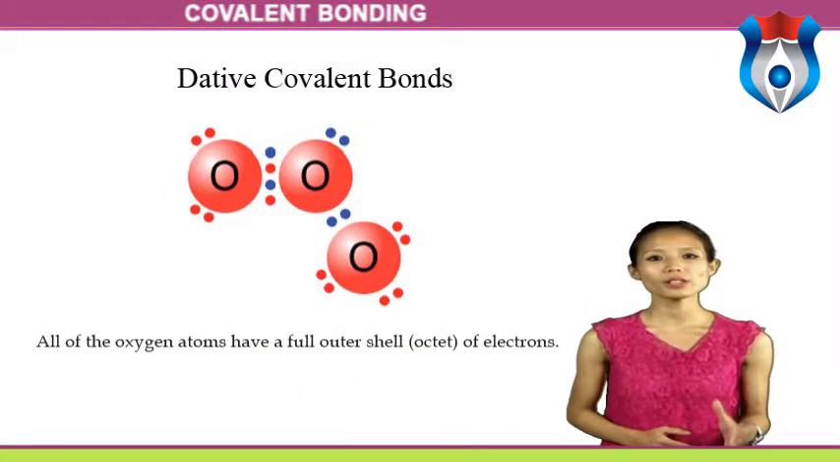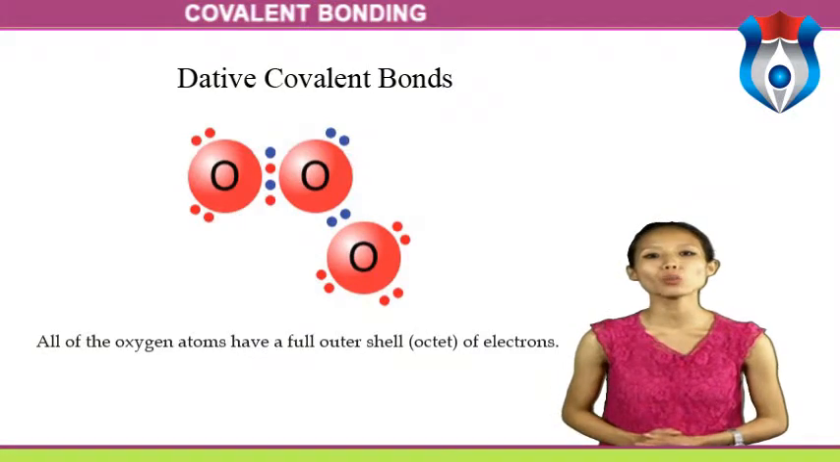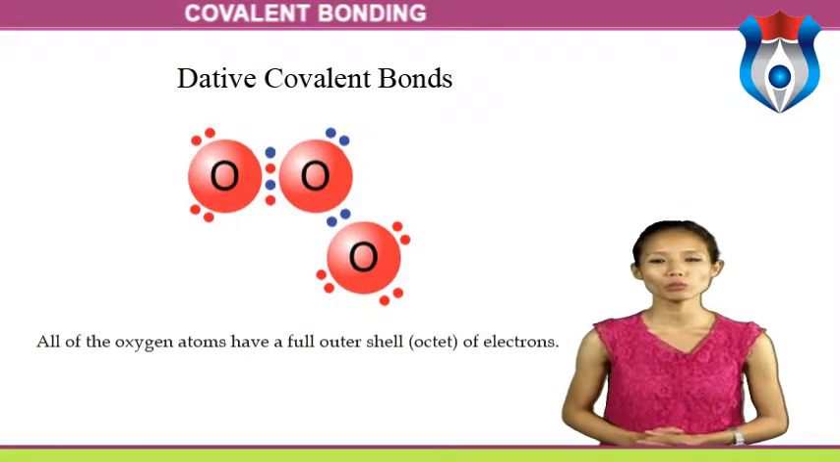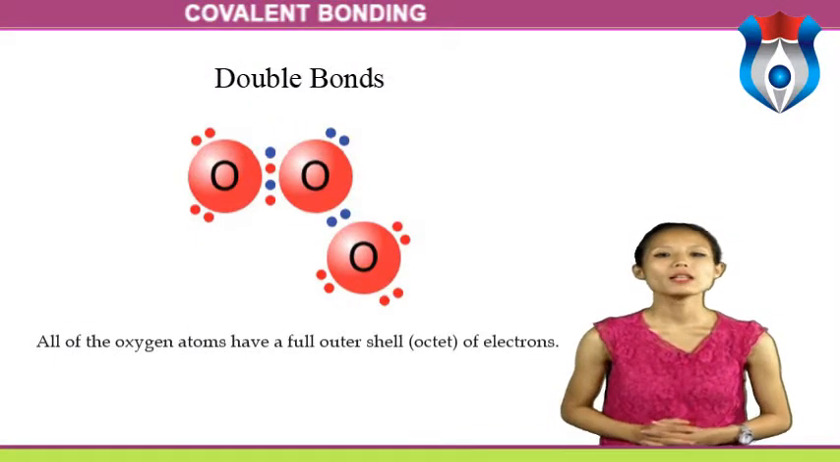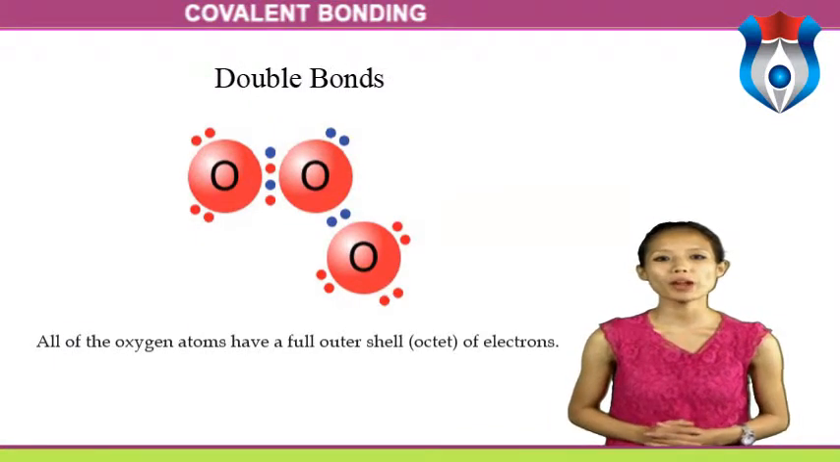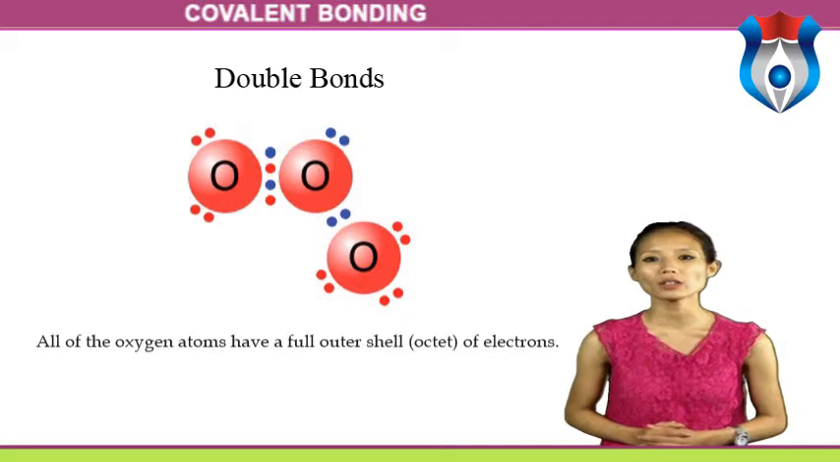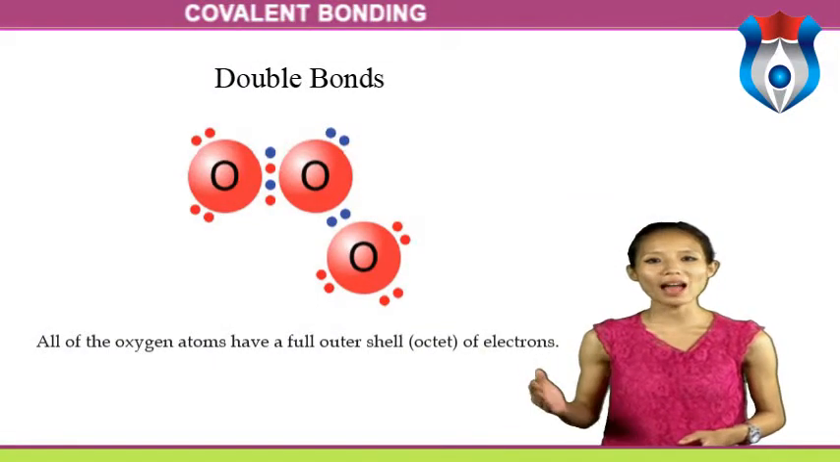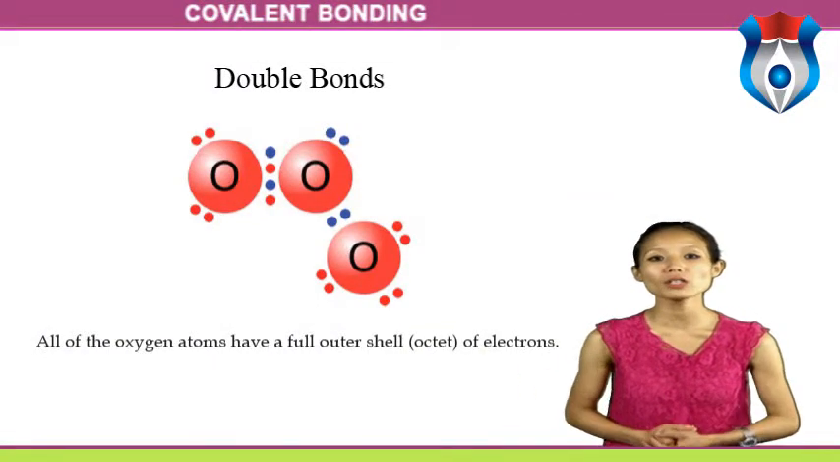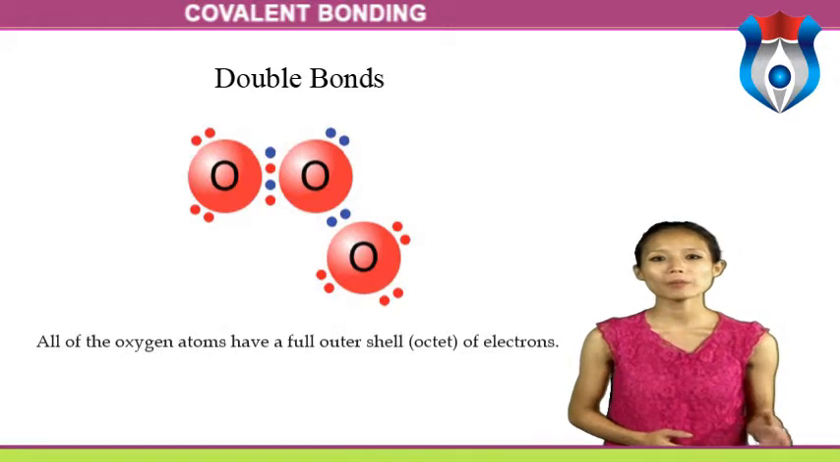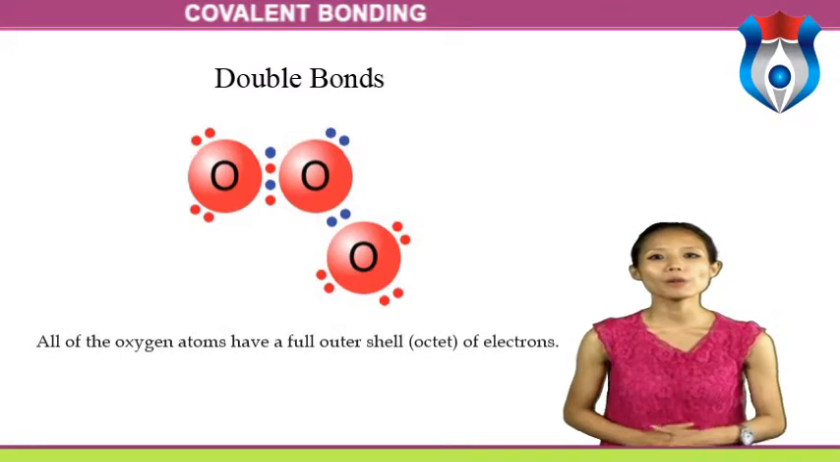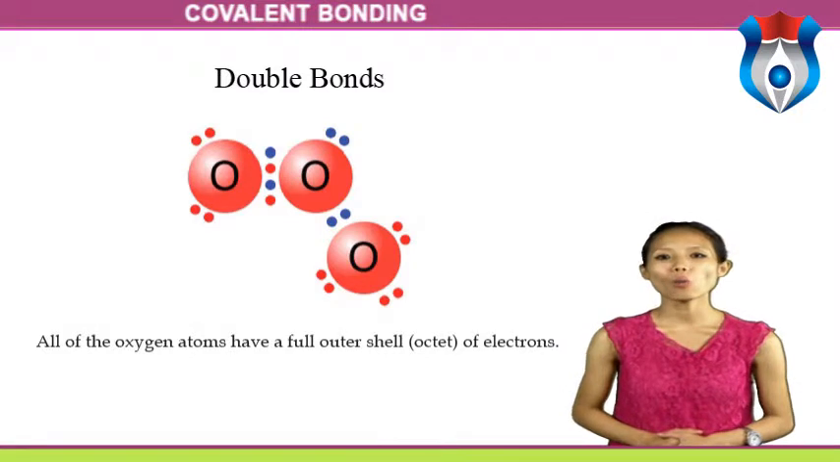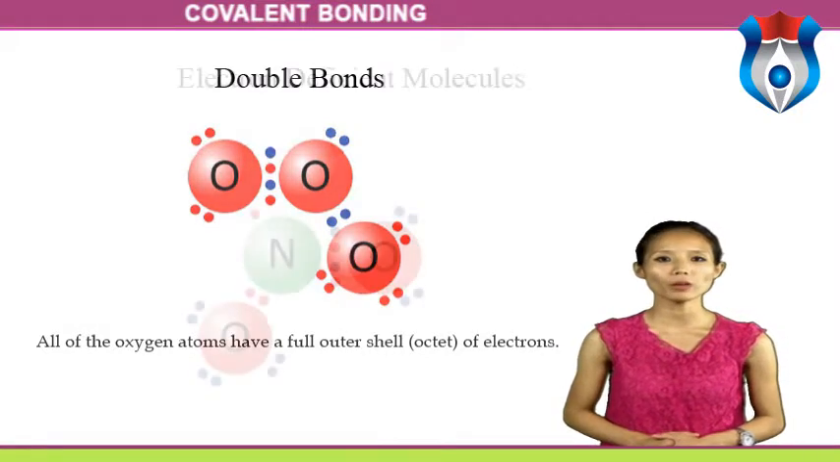In ozone, the central oxygen atom is bonded to one of the other oxygen atoms by a dative covalent bond, the blue pair. Double bonds. Double bonds consist of 2 shared pairs of electrons between the bonded atoms. The 2 bonds are actually different in character and are given names to differentiate them. Sigma and pi bonds. A double bond always consists of 1 sigma and 1 pi bond.